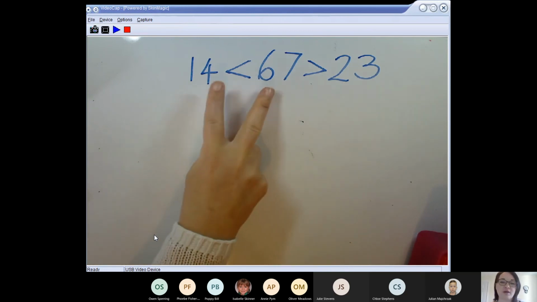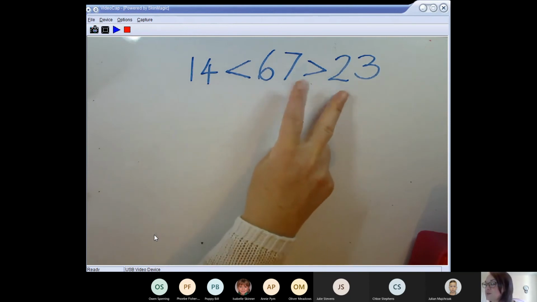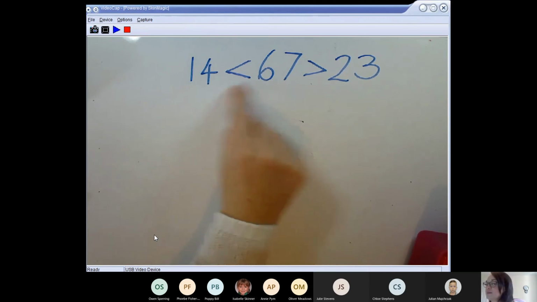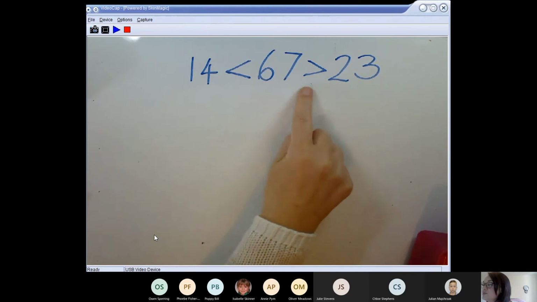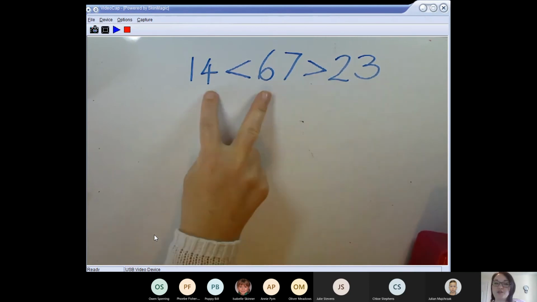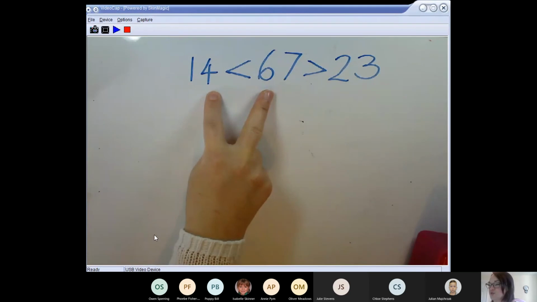And you quite rightly recognised that what this is doing is comparing these two numbers and then comparing these two numbers. So we would read it, and you can read it along with me. 14 is less than 67 is greater than 23. And if we split it up into its two parts, 14 is less than 67. That is indeed true. 14 is less than 67.